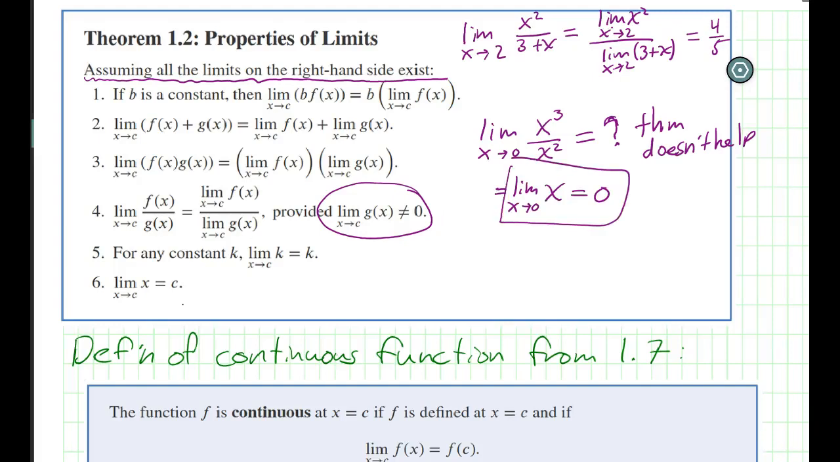So there's a lot of limits like this where the theorem doesn't help, because if you have something where the top is approaching 0 and the bottom is approaching 0, sometimes the result is going to be 0, sometimes the result is going to not exist, sometimes it's going to equal 5. It can be all kinds of things. And yeah, take a look at these other ones.